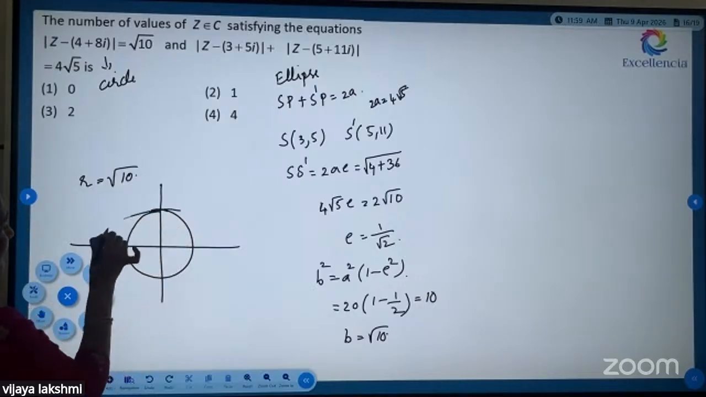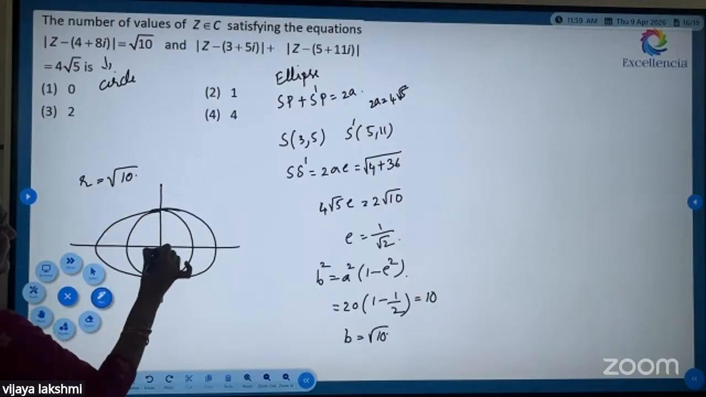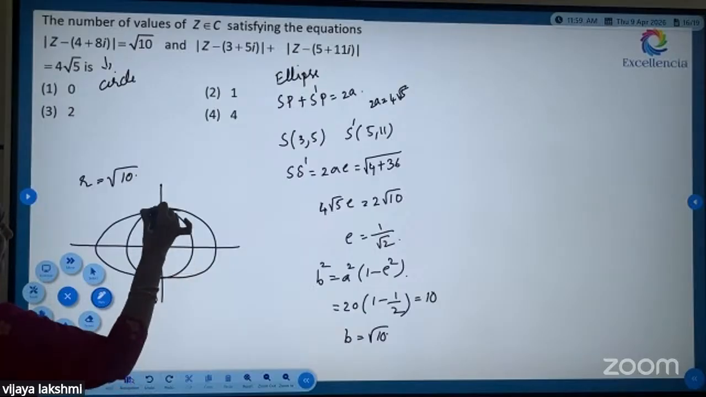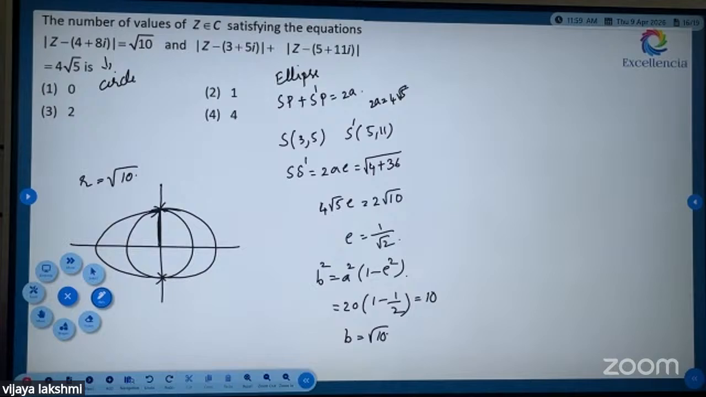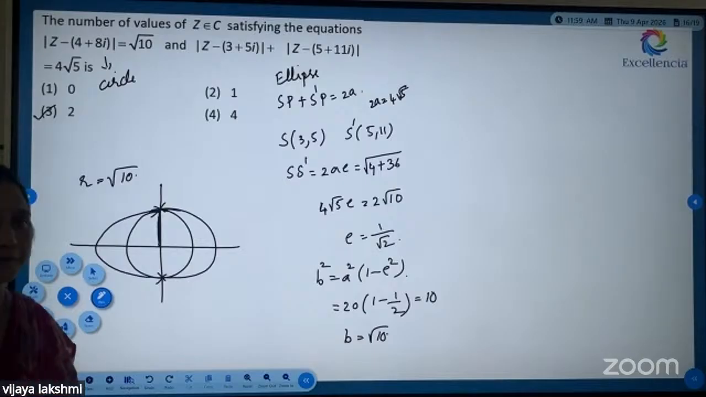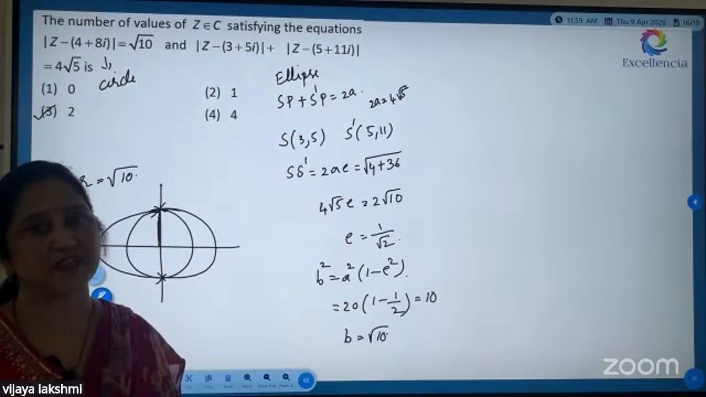So we can draw the radius, which means this is the minor axis as well as the main axis. That's why we check how many points it is intersecting, the number of values of Z belonging to C. And that's it. The next class will be taken by the physics teacher.